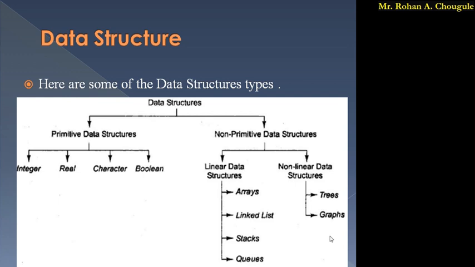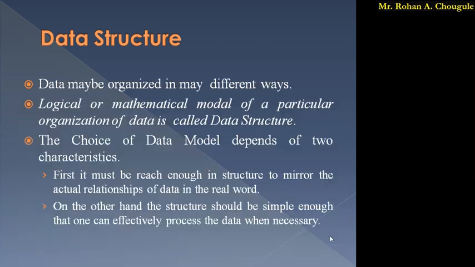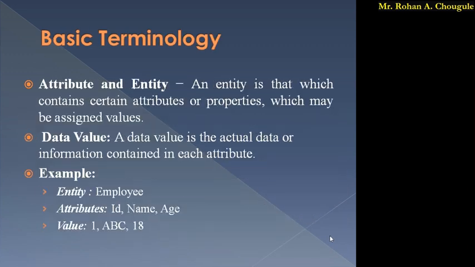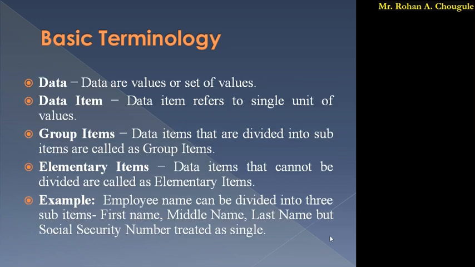Okay, so I think you have understood the concepts which are related to the data structure. So basically some definitions. In this lecture we have seen some definitions related to data structure. So what is meant by data? Okay, data is a set of values. Then what is meant by data items? Then what is a group item? Then what is an elementary item?